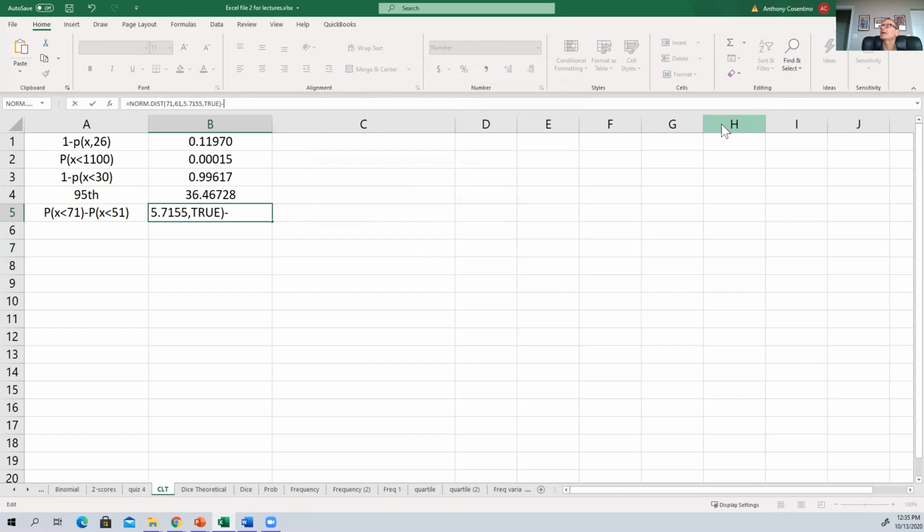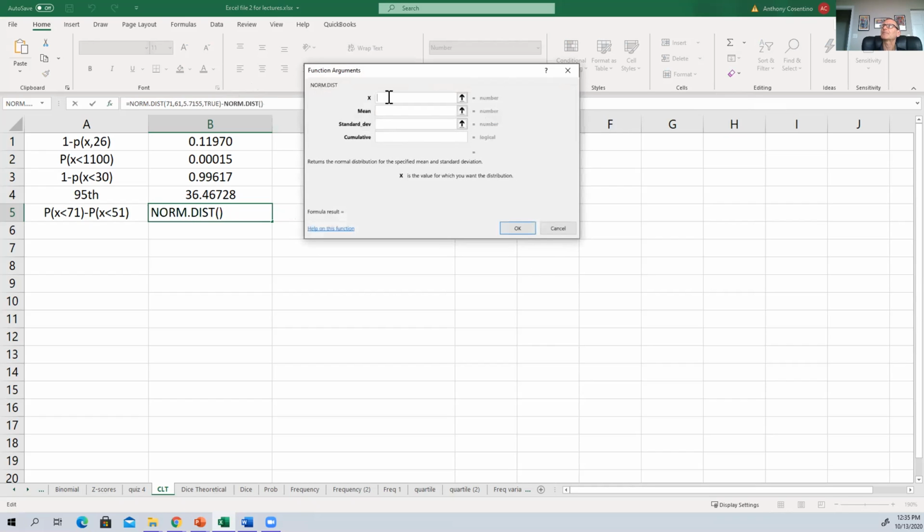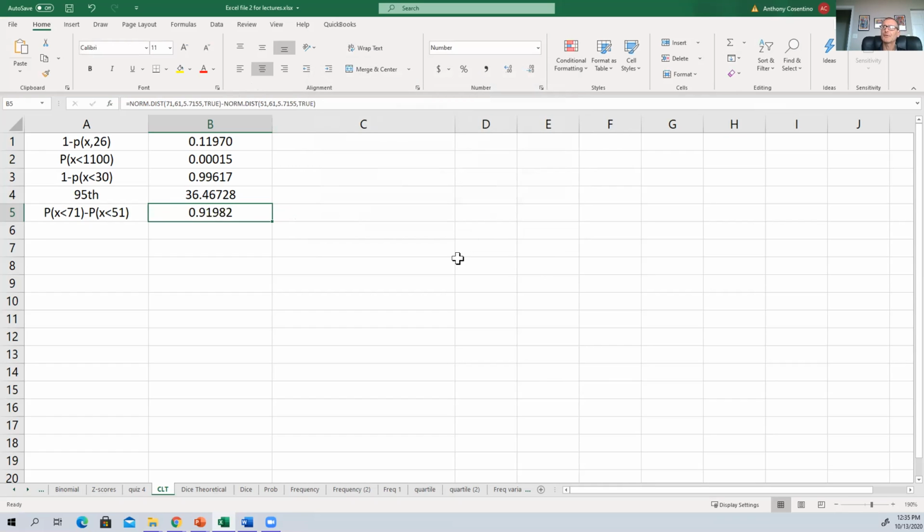When you do that, you do the exact same thing, except instead of x being 71, it would be 51, with 5.7155, and true. And so you see when you subtract, it's almost 92%. So a big percentage, even with a sample of 6, because we're starting with a normal distribution.